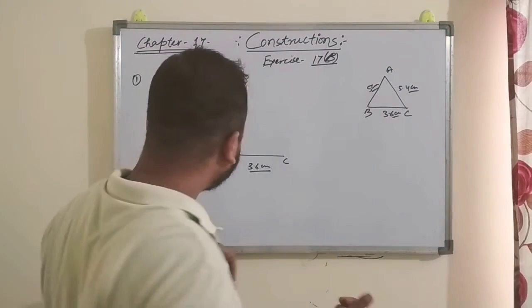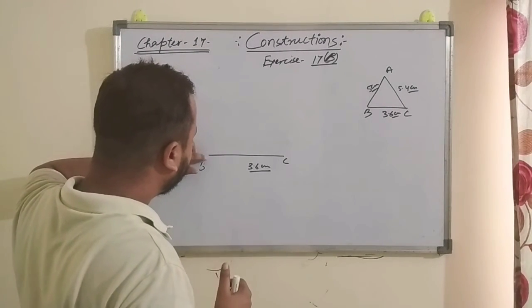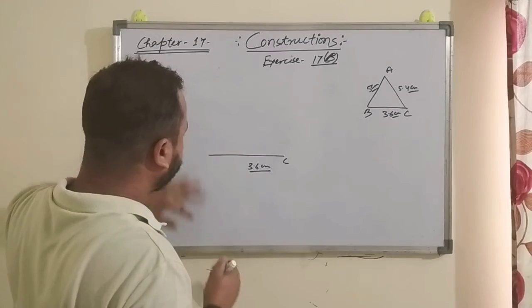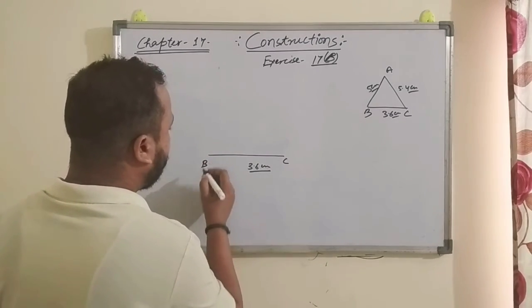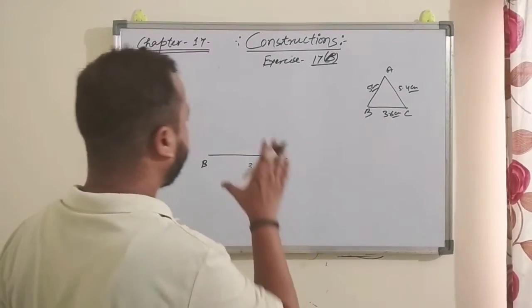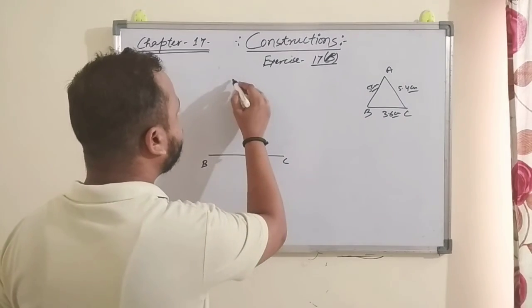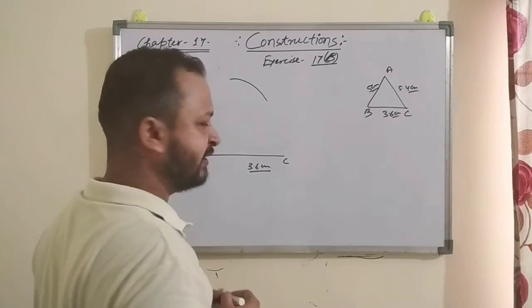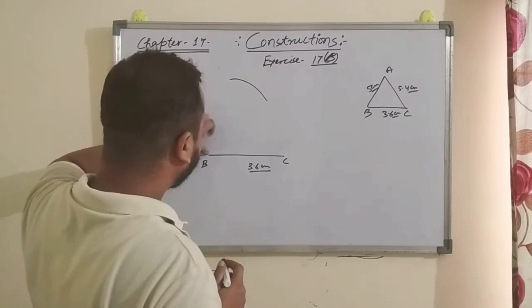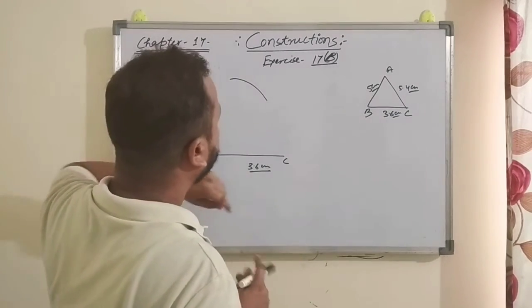So take the compass, right? Take B as a center and take the radius of 5 centimeter from the compass. Just draw an arc like this, right? Take this point as a center, draw an arc, right?